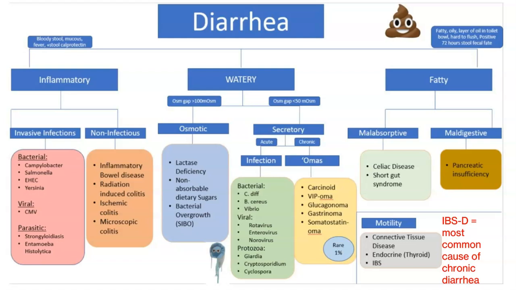This is a highly comprehensive chart of possible causes of diarrhea. Generally, diarrhea can be described as inflammatory, watery, or fatty. Inflammatory diarrhea can be divided into infectious and non-infectious causes. Non-infectious causes can include inflammatory bowel diseases like ulcerative colitis and Crohn's disease. Feel free to pause this to review before moving on.